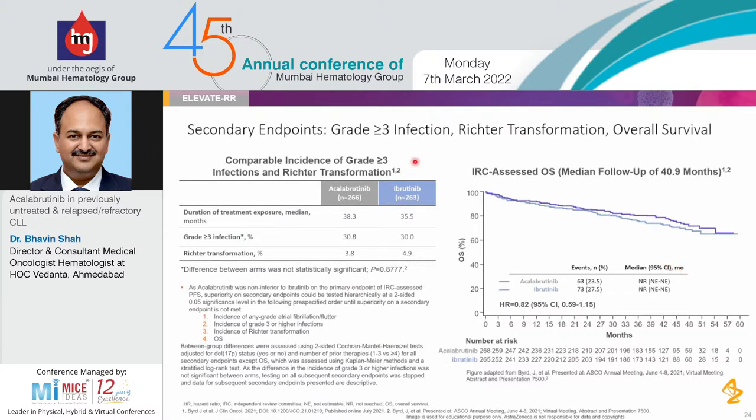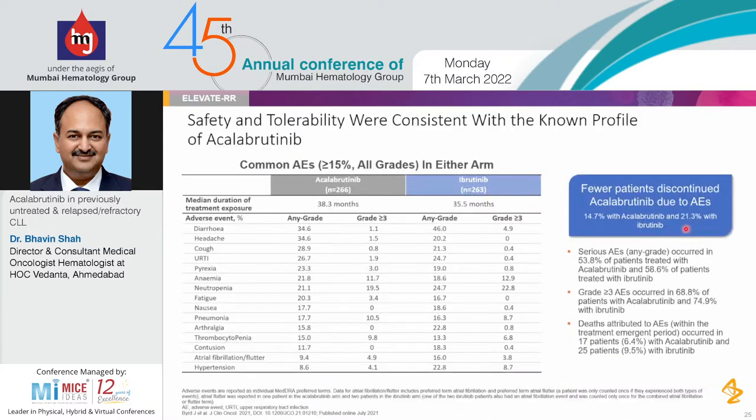The other secondary endpoints were the grade 3 or more infection, Richter's transformation, and overall survival. And we can see the grade 3 or more infection was equal in both the arms. Richter's transformation incidence was also almost similar in both the arms. And independent review committee assessed overall survival at the end of 40.9 months was similar in both arms with ACAL or ibrutinib. Now, the common side effects and safety with acalabrutinib: headache is more common with acalabrutinib compared to ibrutinib. The URTI is equal in both groups, and atrial fibrillation, hypertension, and hemorrhage are less with ACAL-based treatment compared to ibrutinib. So fewer patients discontinue in the ACAL arm compared to ibrutinib, 14.7% with acalabrutinib versus 21.3% with ibrutinib.